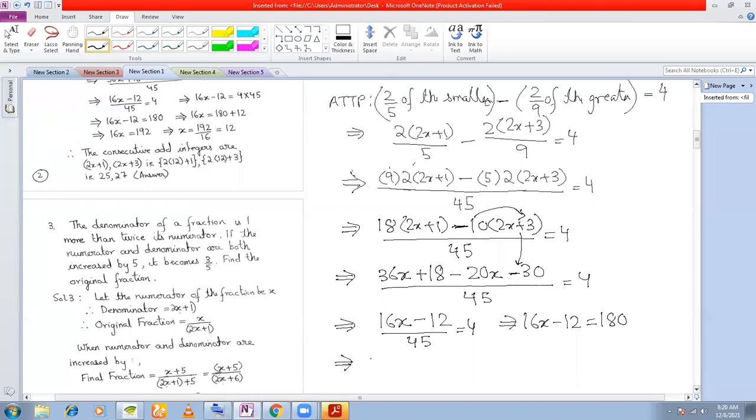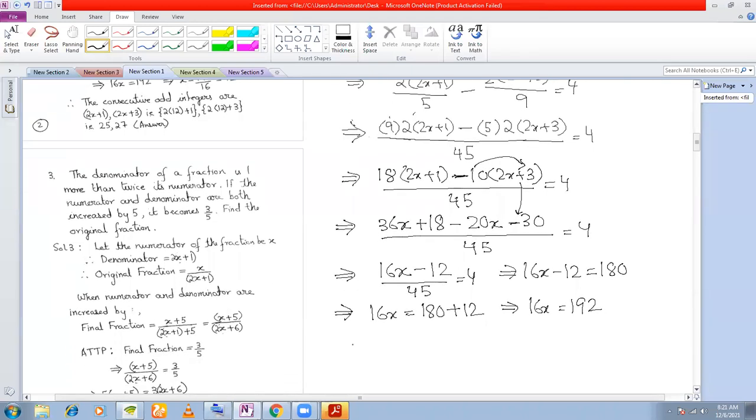And 16x is equal to, now you take 12 from the left hand side to the right hand side, you get 180 plus 12, right? So you get 16x is equal to 192. So that means x you get as 192 by 16. Now you can cancel this, let's say with 4 you can cancel, and then you can cancel again with 4. So that means you are getting x is equal to 12.